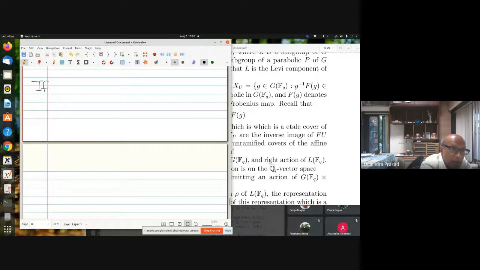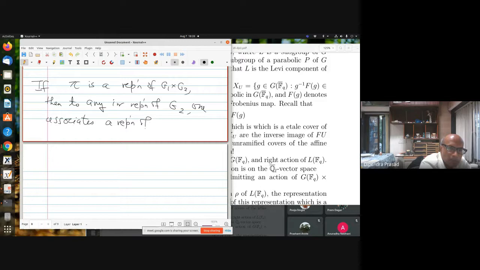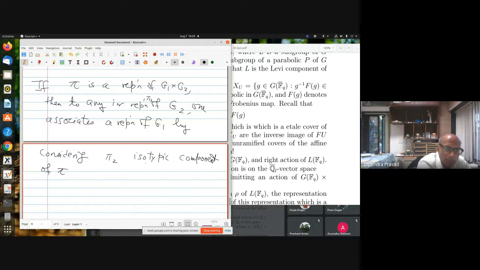If pi is a representation of G1 cross G2, then to any irreducible representation of G2, one associates a representation of G1 by considering the pi 2 isotypic component of pi as a G2 representation.